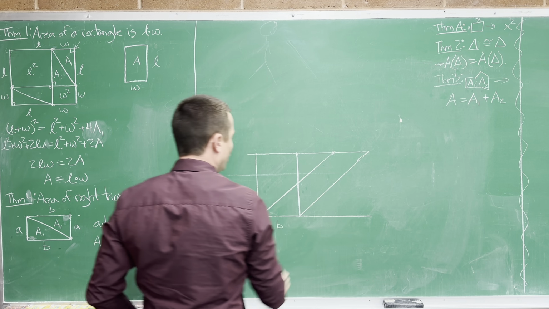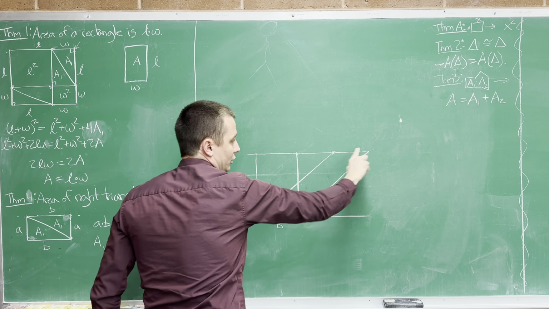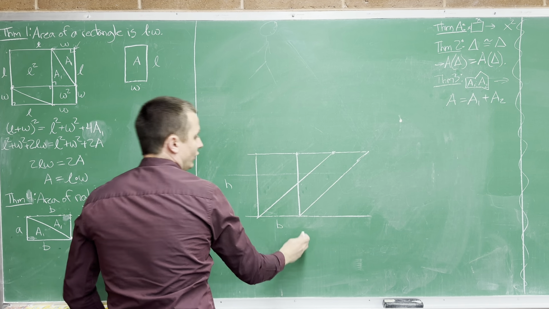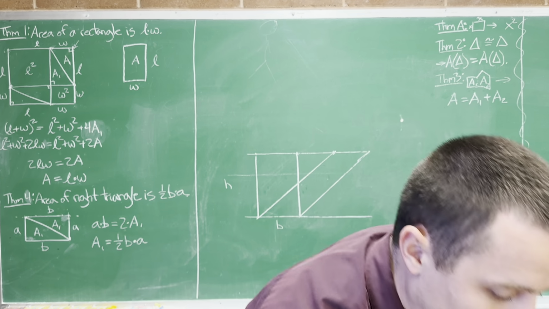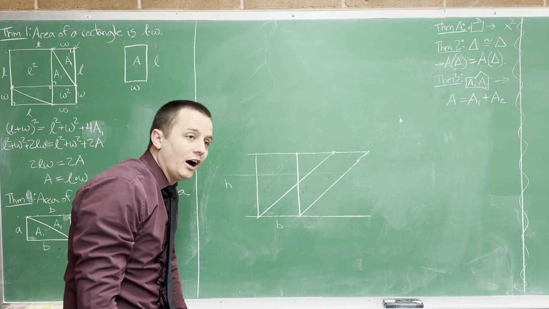Okay, you see those two shapes? The slanted one, and then the one that goes straight up and down. Those are both parallelograms. We're going to prove that the area of a parallelogram.